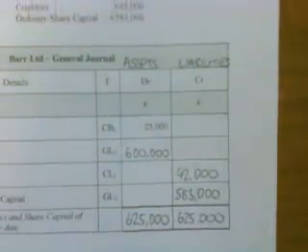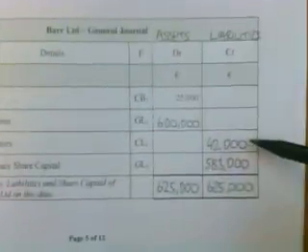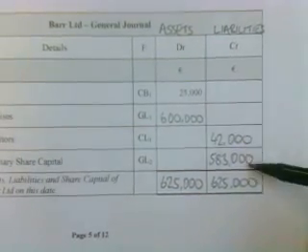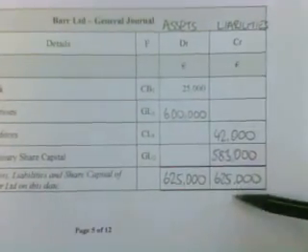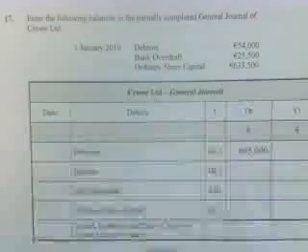I've just done that now. If you think about it there, premises, assets, and then creditors, liability, ordinary share capital, liability, and then just add them up and balance them.